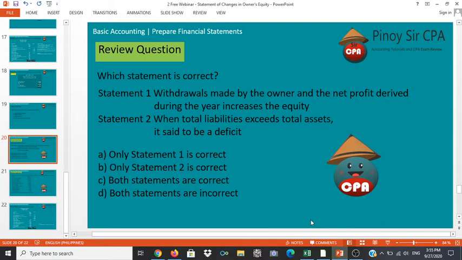Statement 1. Withdrawals made by the owner in net profit derived during the year increases the equity. Statement 2. When total liabilities exceeds total assets, it is a deficit. Okay.